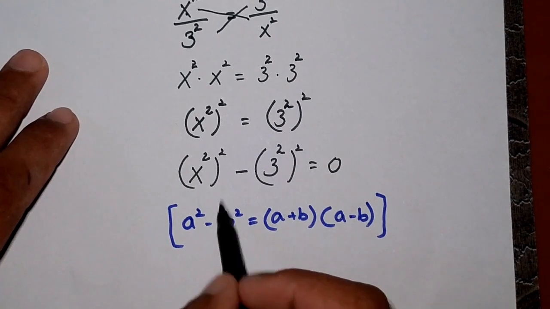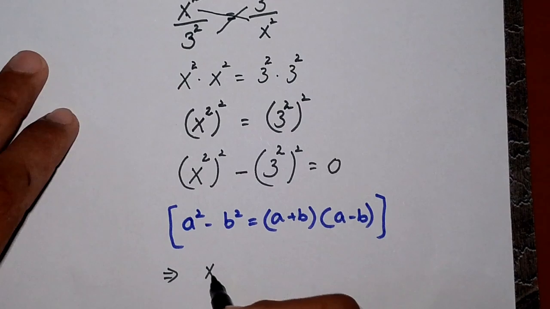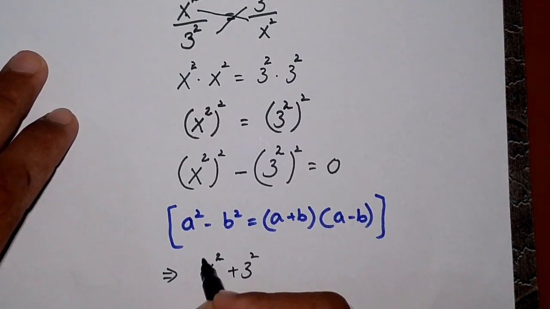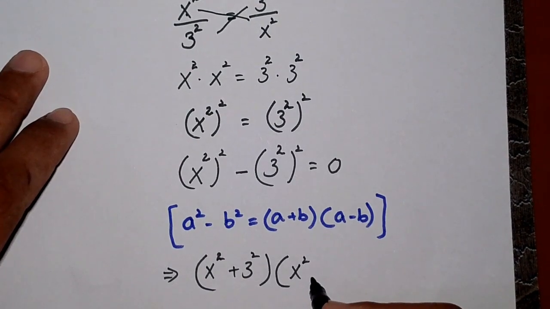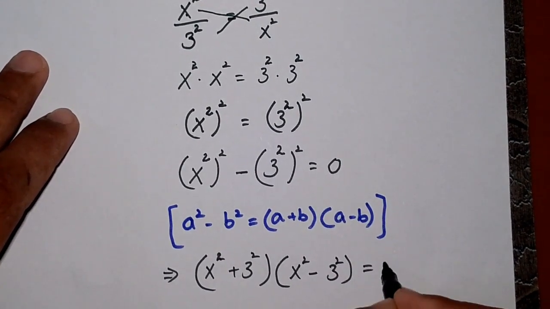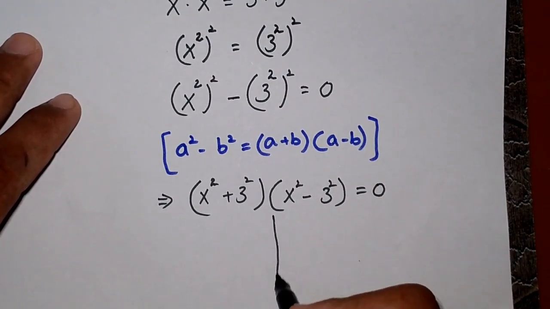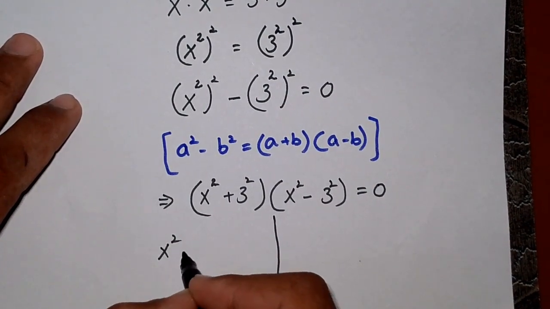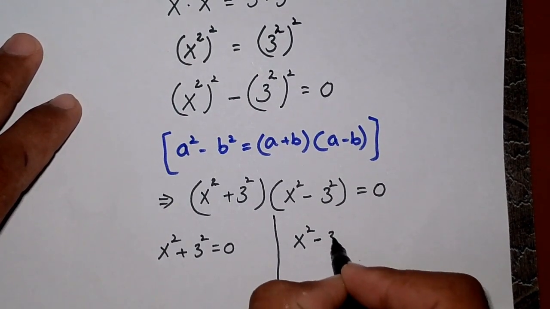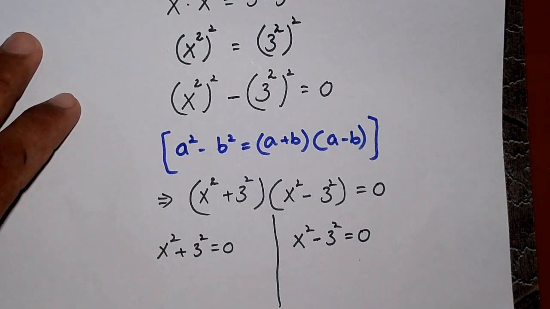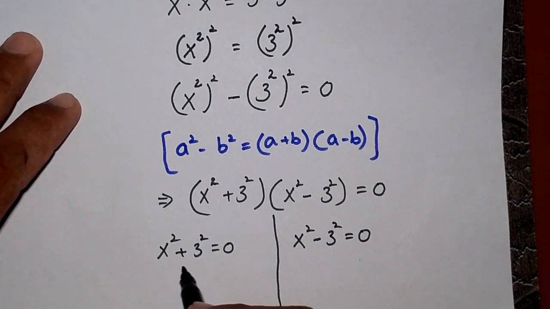So to apply this, we have a plus b, meaning x square plus 3 square bracket, times a minus b, meaning x square minus 3 square bracket, is equal to 0. Now in the next step, we have two cases. Case number one is x square plus 3 square is equal to 0, and the other is x square minus 3 square is equal to 0. First of all, we have to solve case number one.